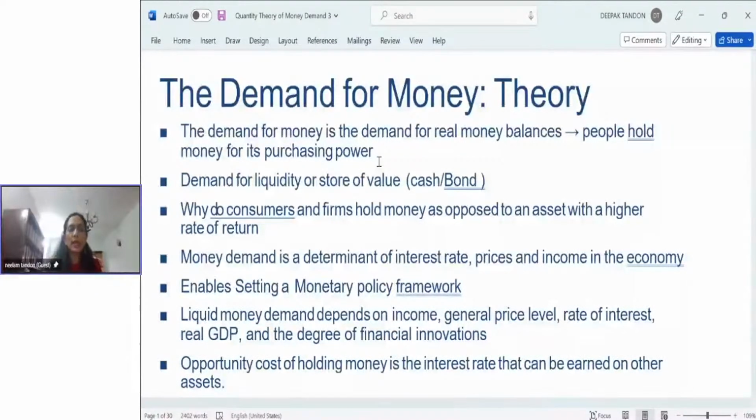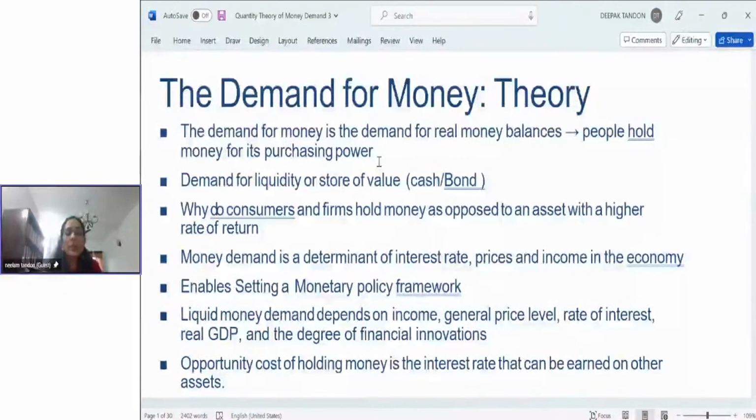Prices and money demand go hand in hand. If the price increases, money demand increases. If income increases, money demand increases. So that's the relationship of money demand and these factors. That's why it's very important to understand.